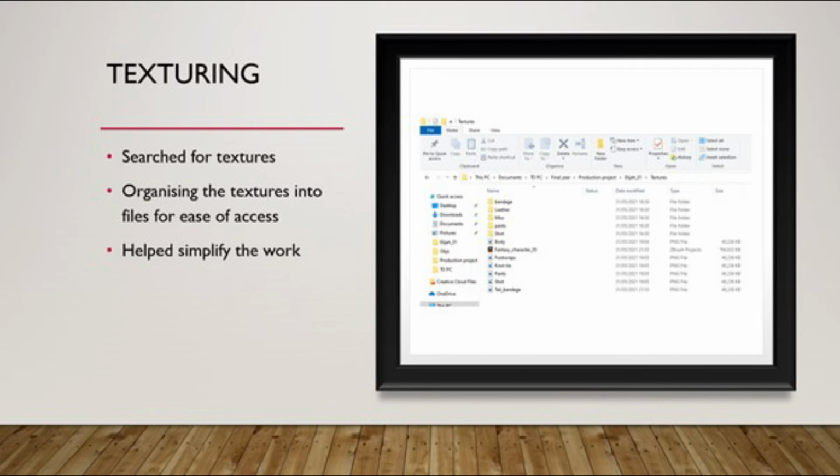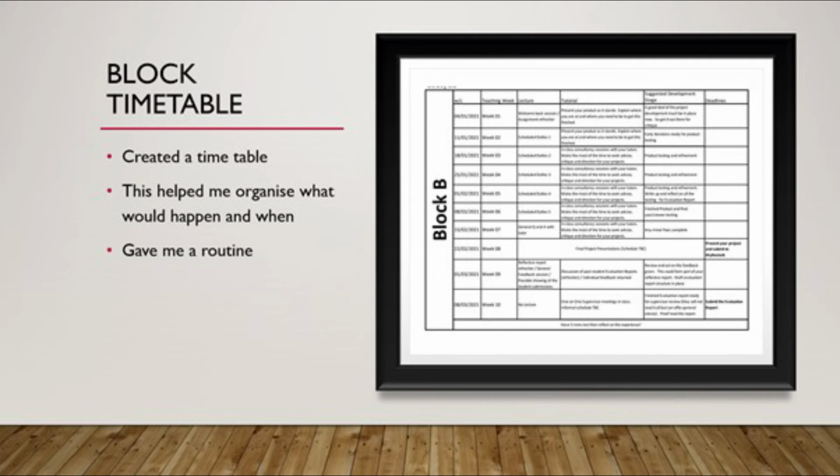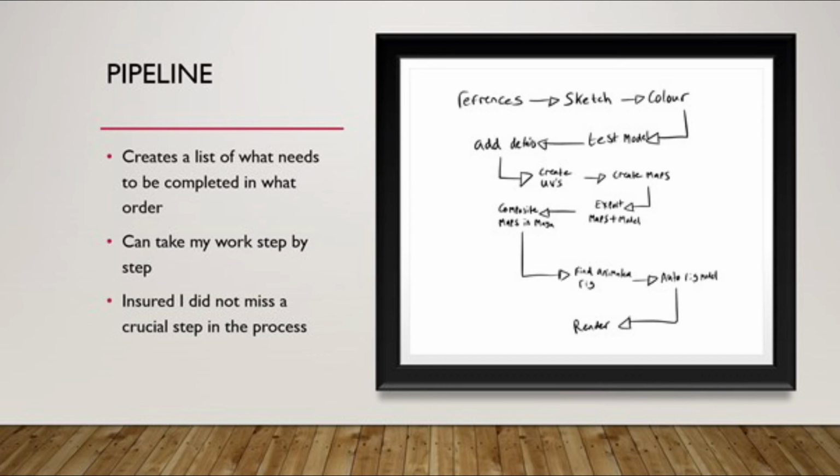For the organisation of the files, I put them into separate folders with subcategories to make it easy to find the right file. I went about making a timetable to help me organise what would happen and when it would happen. This helped me give a routine that I would stick to. In the end, I didn't end up sticking to the routine, as issues with software crashes and not being fully trained in certain software made me go a bit behind the deadline. Finally, I also created a pipeline to allow me to know how my work should be dealt with step by step. This also allowed me to ensure I didn't miss a crucial step in the process.